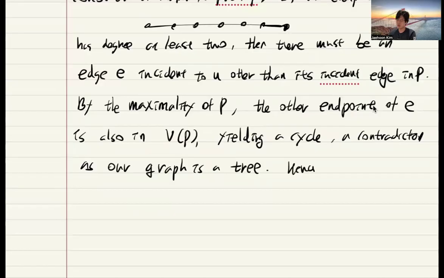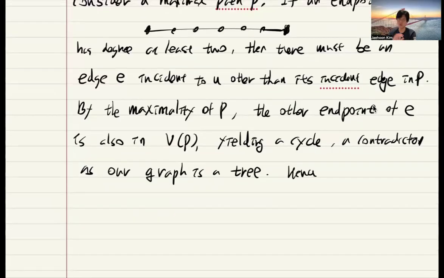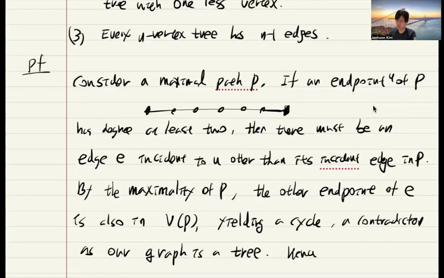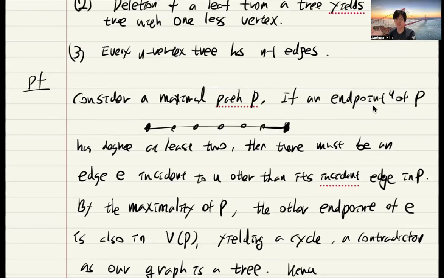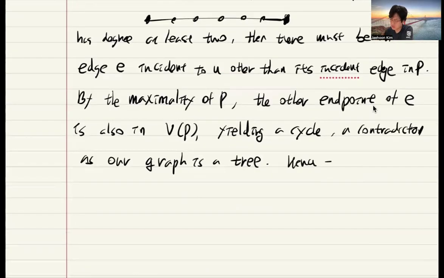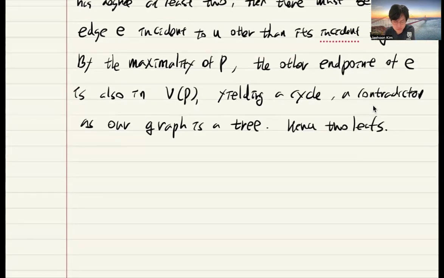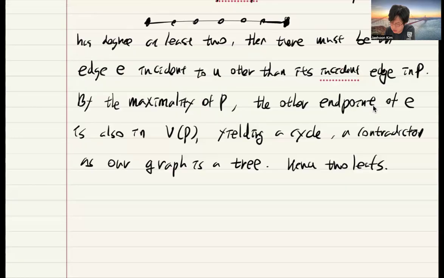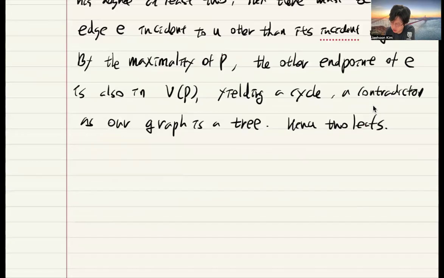Hence, this endpoint and this endpoint of the path are leaves. They have degree 1 because it's not more than 2, and then you know that it is not an isolated vertex, then it has to be a leaf. So we have 2 leaves. Okay, and that shows 1. And to show the second one, we want to show that the deletion of a leaf of a tree yields a tree with one less vertex.